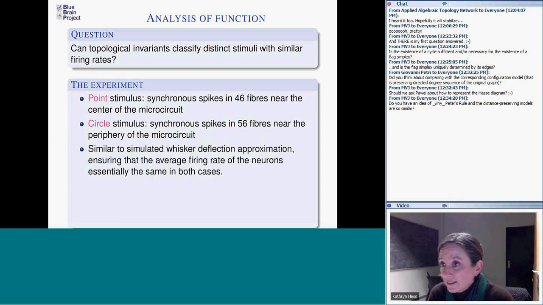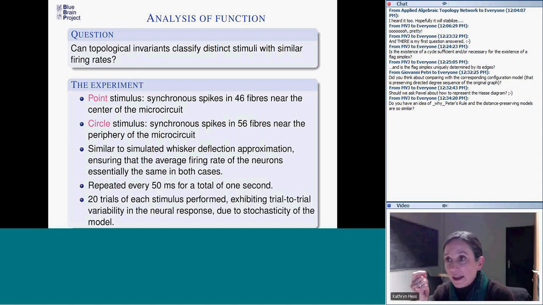So this is similar to something they did in this paper by Mark Romani, which I mentioned on a few slides here, which you can find in Cell. It's a really, really fantastic paper to read. So they stimulated whisker deflection as I talked about, and they're just trying to ensure that we have the same average firing rate. So repeat the stimulus every 50 milliseconds for a total of 1 second. Did 20 trials of each stimulus and did various comparisons. There is trial-to-trial variability in the reaction to the stimulus due to the stochasticity that's inherent in the model.